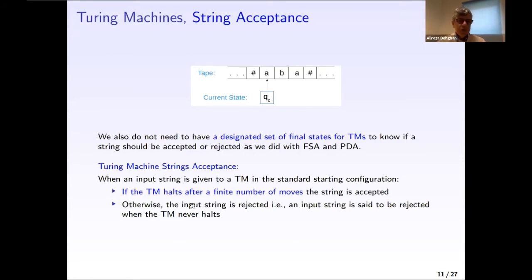But for the Turing machine, since we don't have any final state, accepting a string is equal to the machine halting after a finite number of moves. So that's a matter of whether the machine halts or not. If for a specific string the machine halts after a finite number of moves, then the string is accepted.